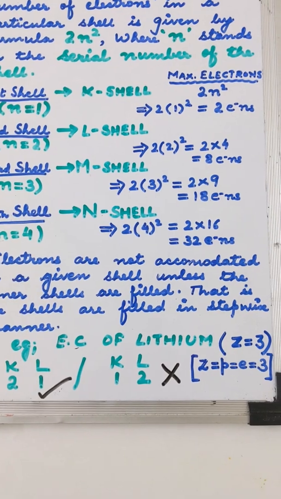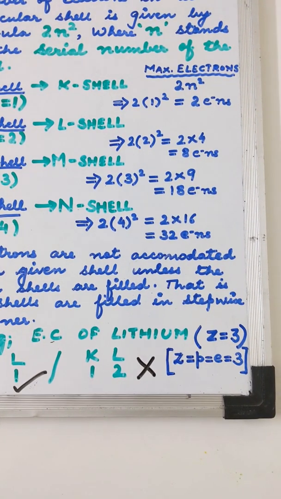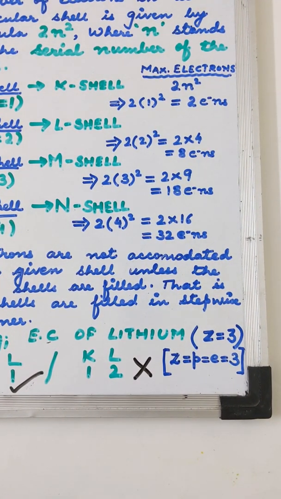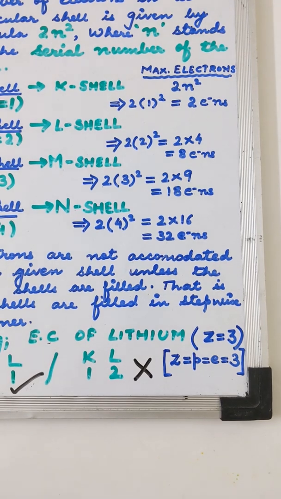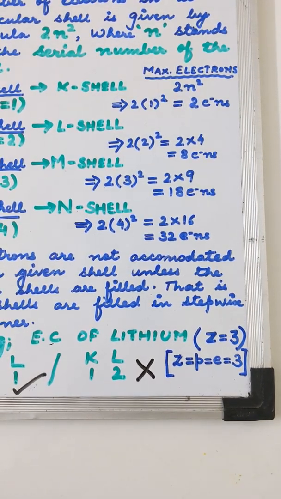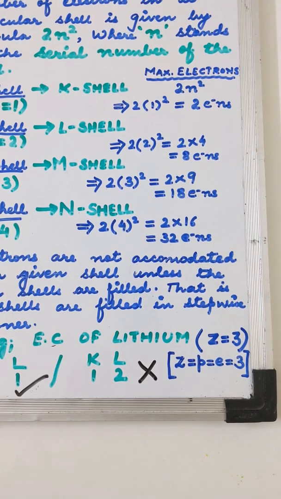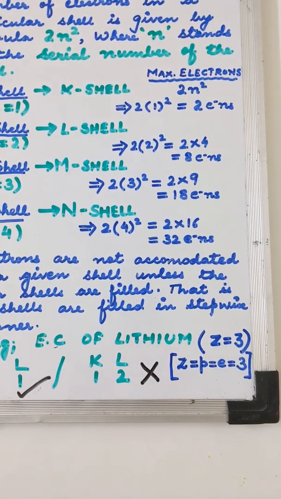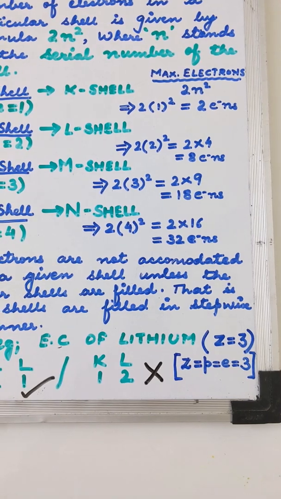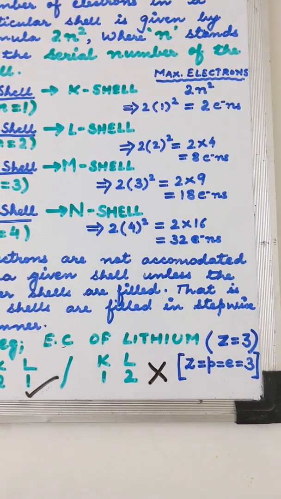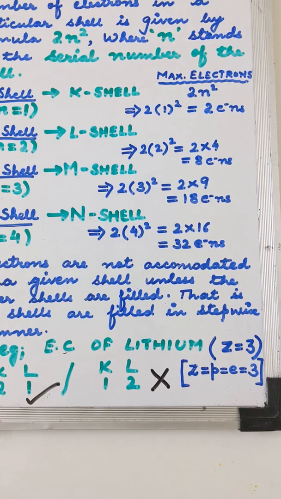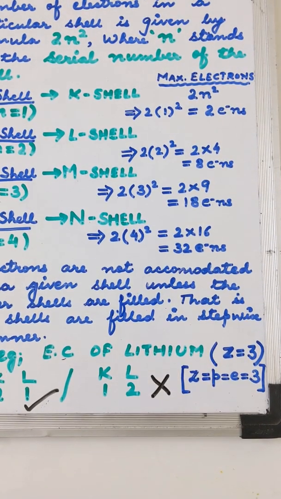However, we cannot write its configuration as 1 electron in the K shell and 2 electrons in the L shell, because here also the total comes out to be 3. But this will be wrong, since this shows that the first level or the first shell is not complete, but the electrons straight away jumped on to the second level or the second shell. So this is just not a possible case. So this is going to be the wrong electronic configuration for lithium.